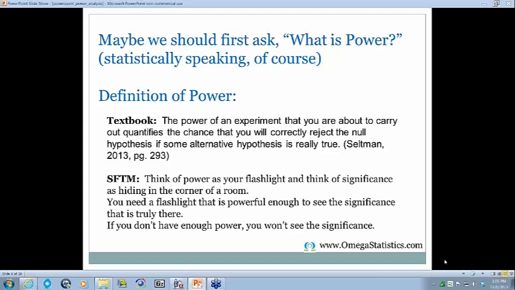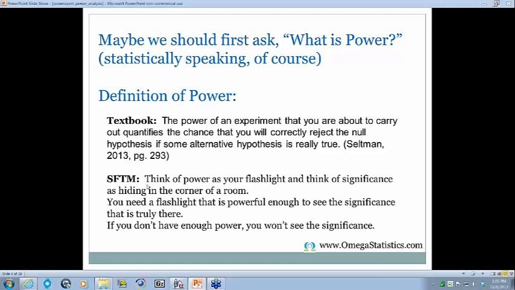The definition of power in a textbook, I found this one, is: the power of an experiment that you are about to carry out quantifies the chance that you will correctly reject the null hypothesis if some alternative hypothesis is really true. And that's true. That's exactly what power is.